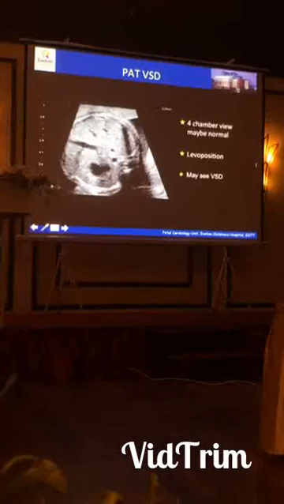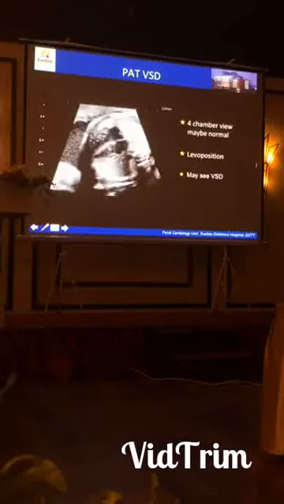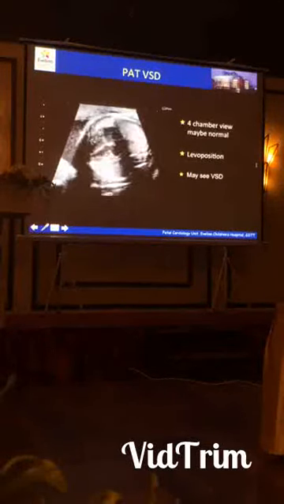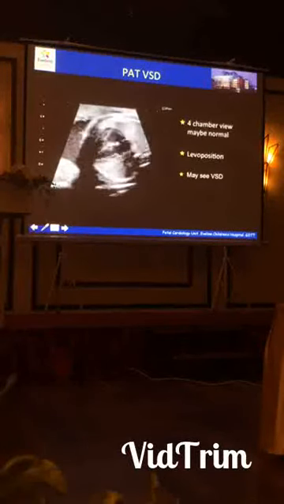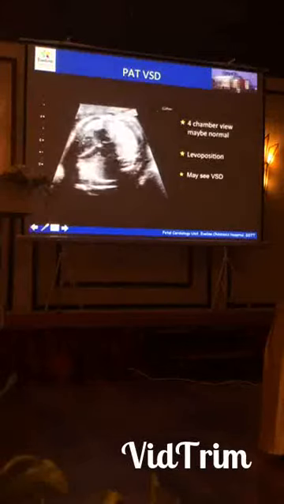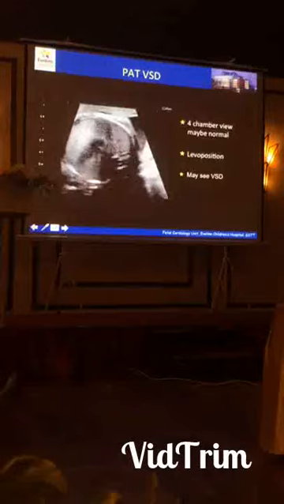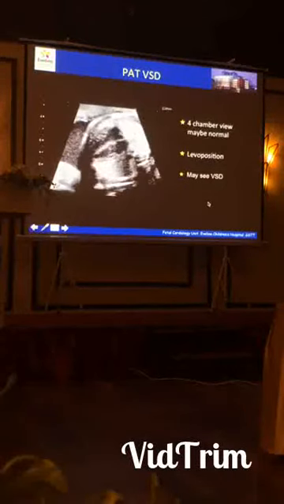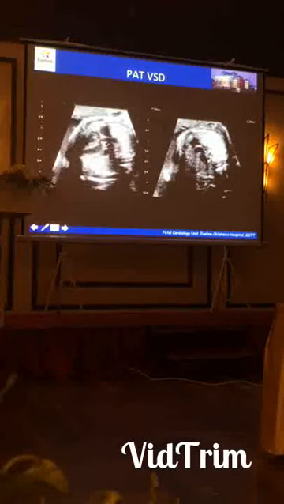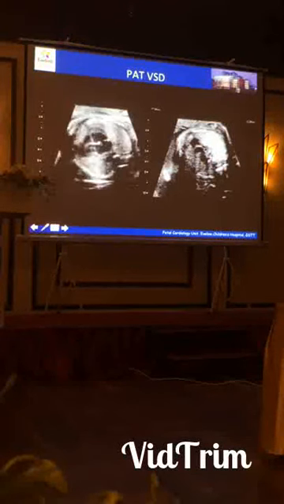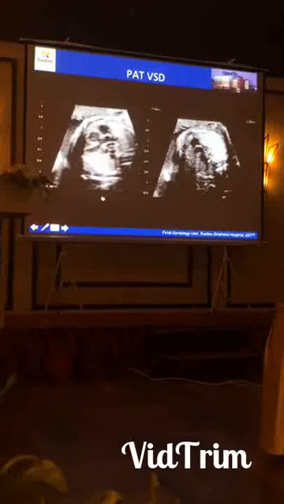This is just another example. This one has levo position again, where the heart axis is deviated a bit to the left. A four-chamber view otherwise is not really very exciting, and we're going down to the situs view in that clip as well. The situs was normal. And then coming up towards the vessels, here we are. This is the aorta, there's the VSD, and the aortic override.